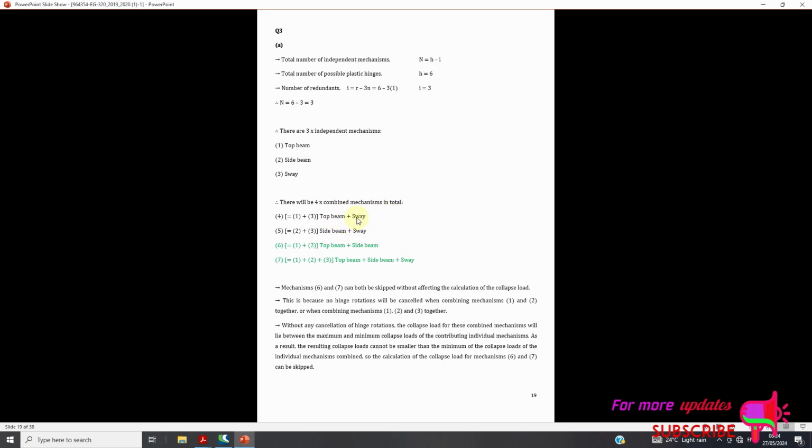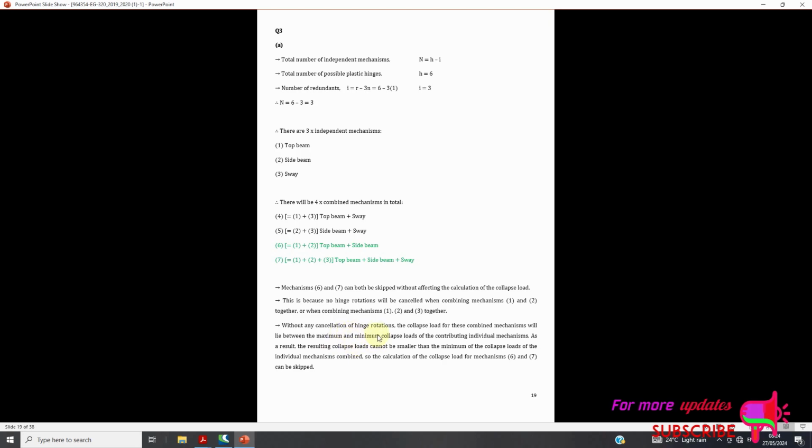So there will be 4 combined mechanisms in total. That is top beam plus sway, side beam plus sway, top beam plus side beam, and top beam plus side beam plus sway. So mechanisms 6 and 7 can both be skipped without affecting the calculation of the collapse load. This is because no hinge rotation will be cancelled when combining mechanisms 1 and 2 together, or when combining mechanisms 1, 2, and 3 together.